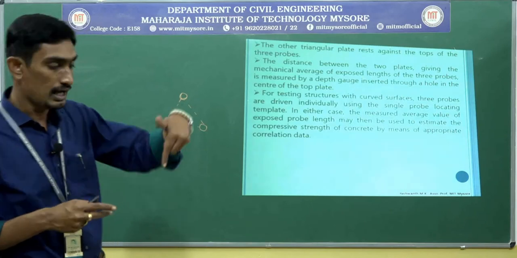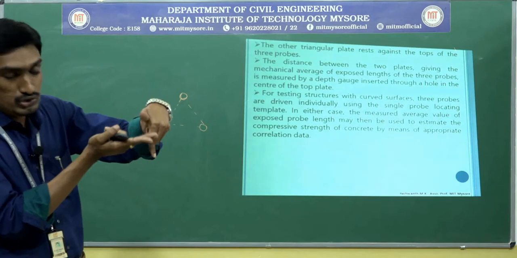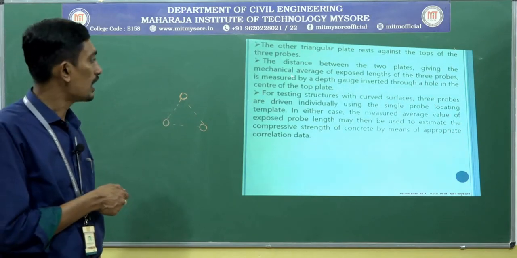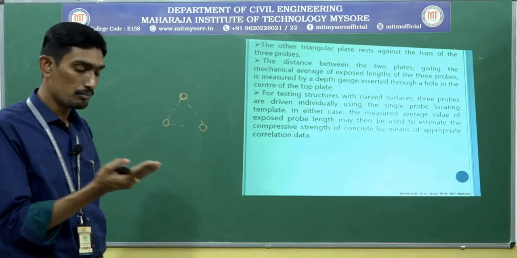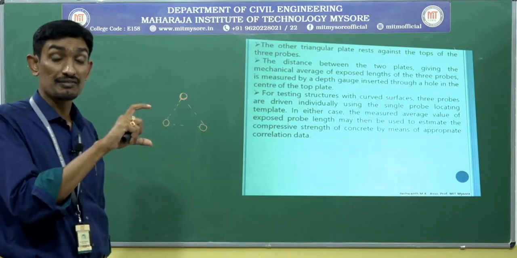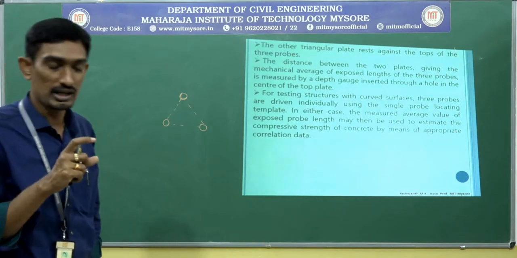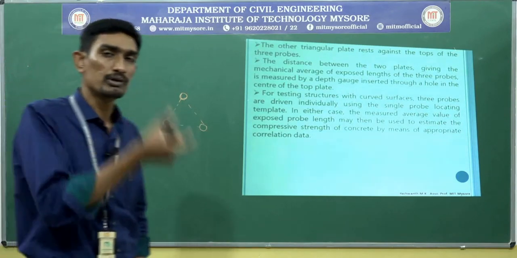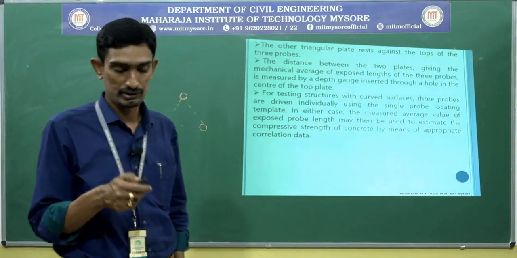Next, the distance between the two plates. Whatever penetration has been driven between those two plates, I am going to measure the distance, and I am going to take the average of the three probes. Insert the bottom plate, insert the top plate, and measure the distance between those two reference plates. If you use a mechanical device, you can use this. Otherwise, you can directly measure the exposed length. If you are not going to measure the exposed length directly, then we can go ahead with these reference plates.